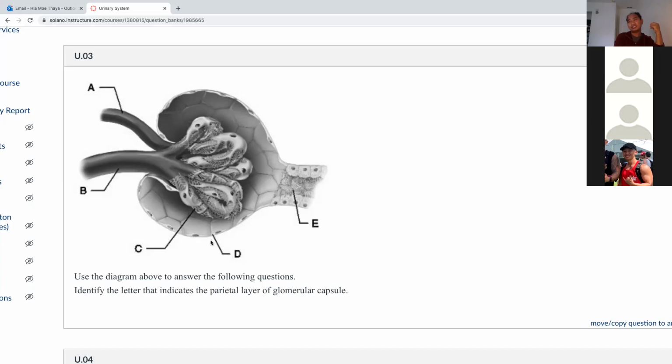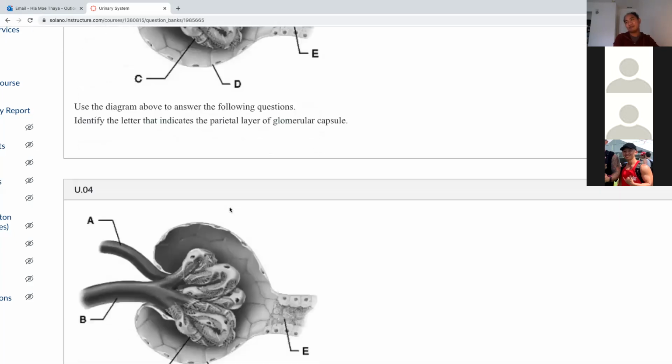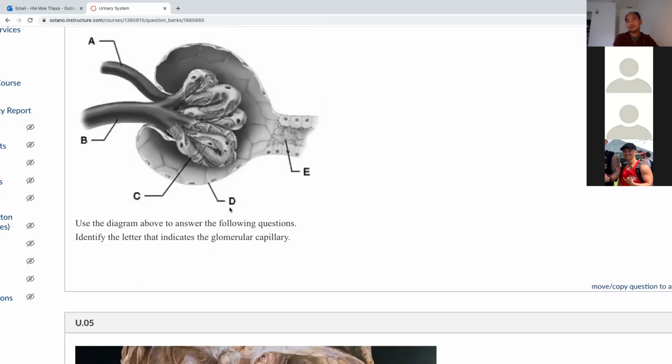Okay, this is the Bowman's capsule, and the whole structure is called the glomerular capsule, isn't it? Of the nephron, which is made of the Bowman's capsule and the renal corpuscle. Renal corpuscle is made of the Bowman's capsule and glomerular capillaries. Perfect, perfect. I'm very pleased.